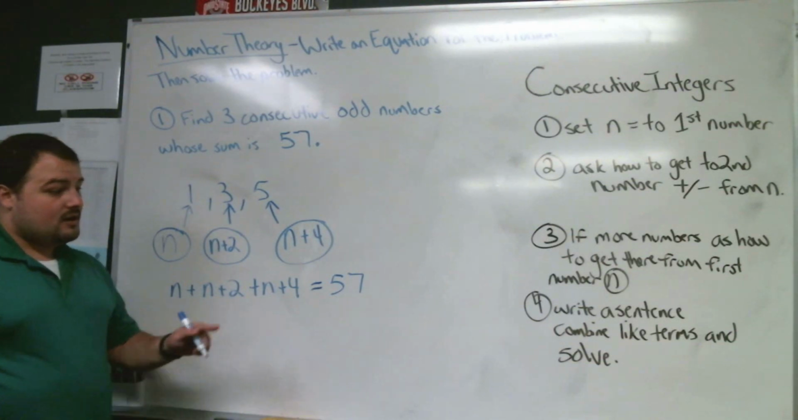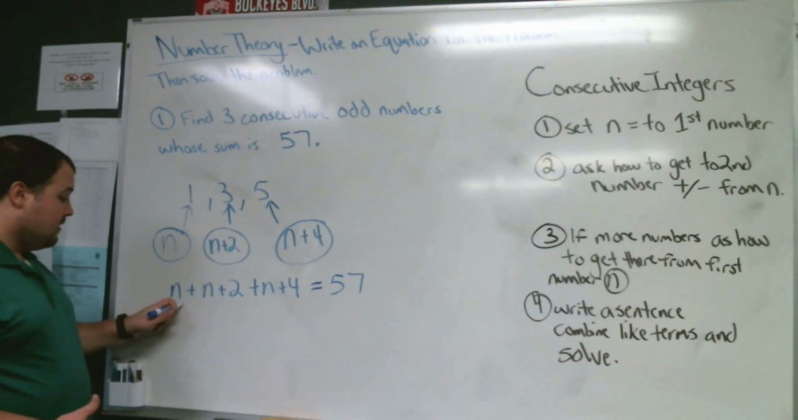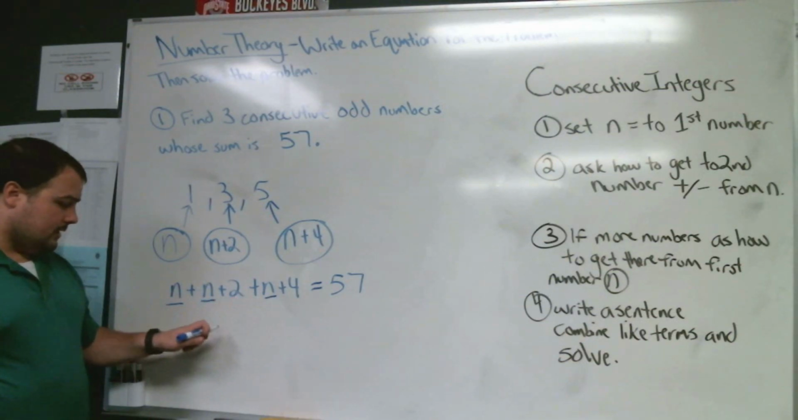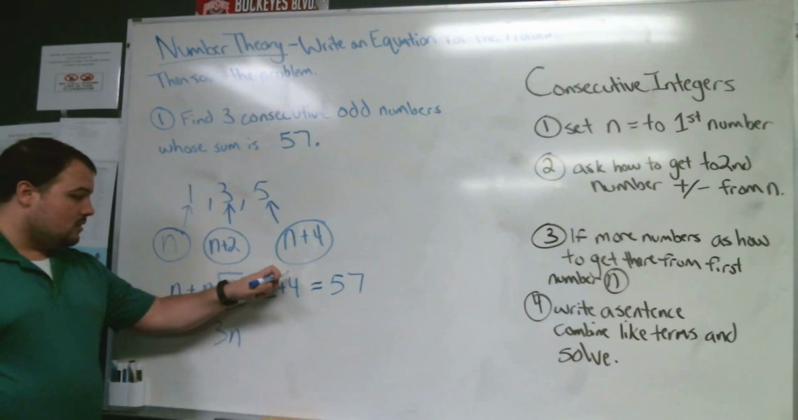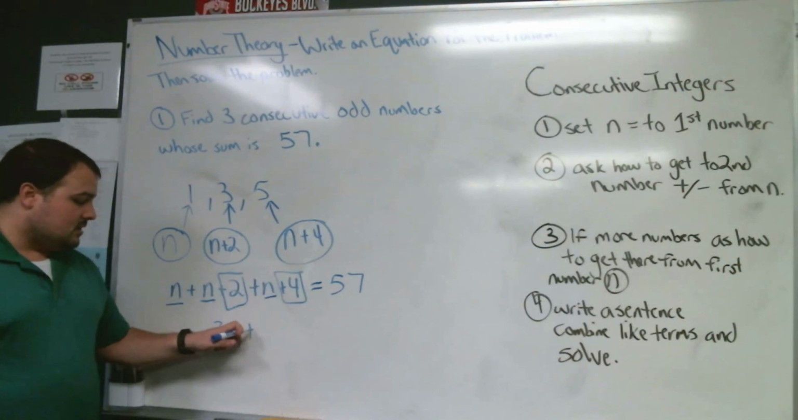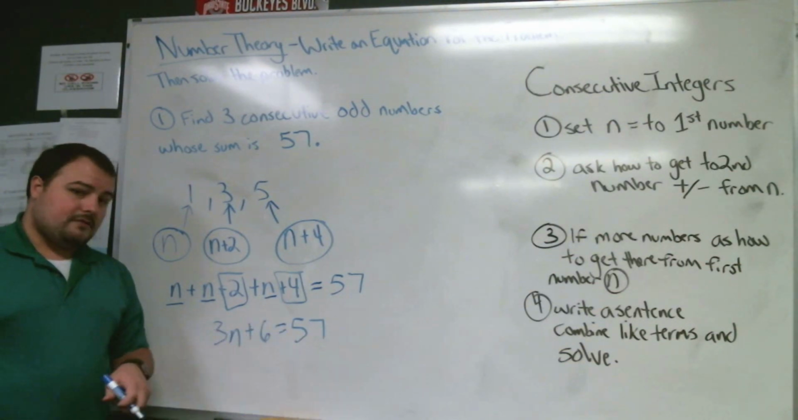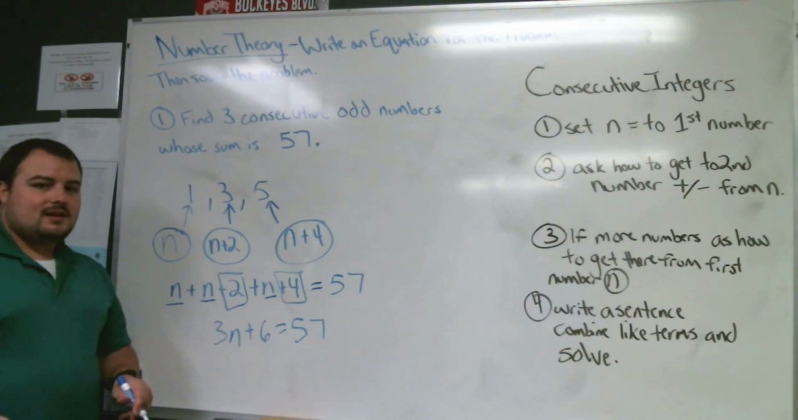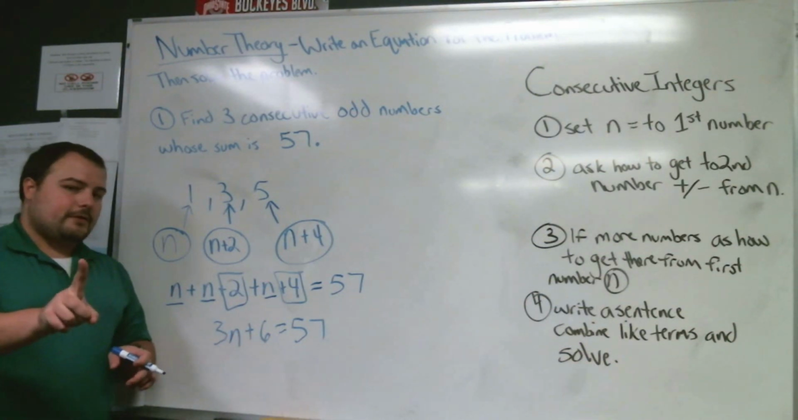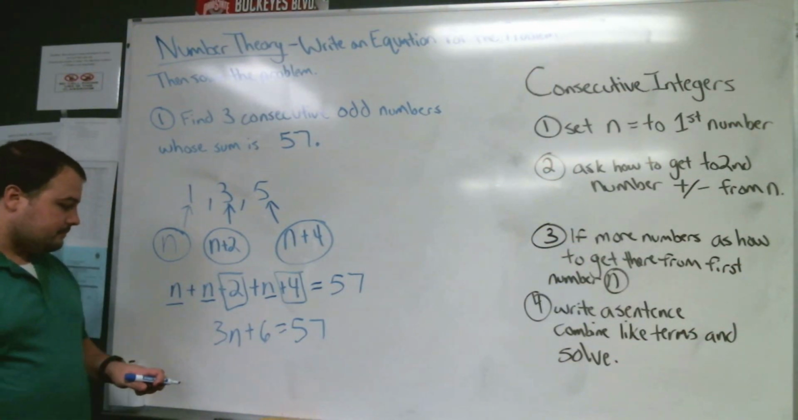But before we do that, we're going to combine our like terms, things that look like each other that we can put together. 1n, 2n's, 3n's. So we have 3n's, we have 2 plus 4. That means we have a positive 6. So the problem we're really solving is 3 times n plus 6. And if we solve this, we'll figure out the first number. Once we have the first number, we can figure out all the other ones.